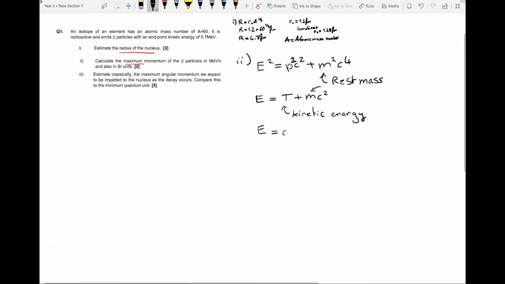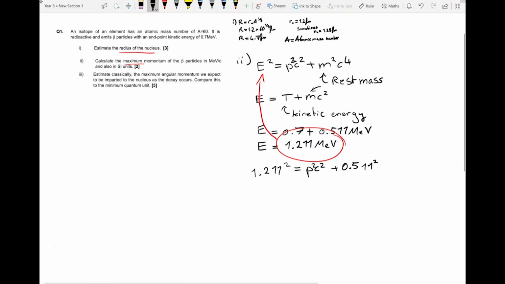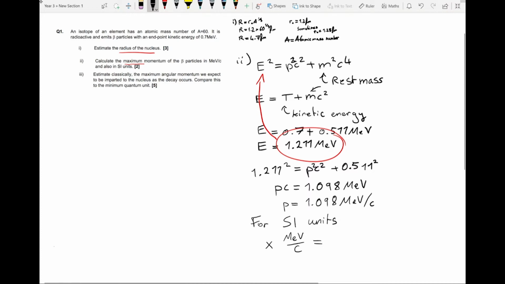The next step is to put our numbers into the energy conservation equation. This gives us E equals 1.211 megaelectron volts. And then we replace this E into our original equation, and solve for p, like so. To convert into SI units, we multiply by 1.6 times 10 to the minus 13, divided by 3 times 10 to the 8.